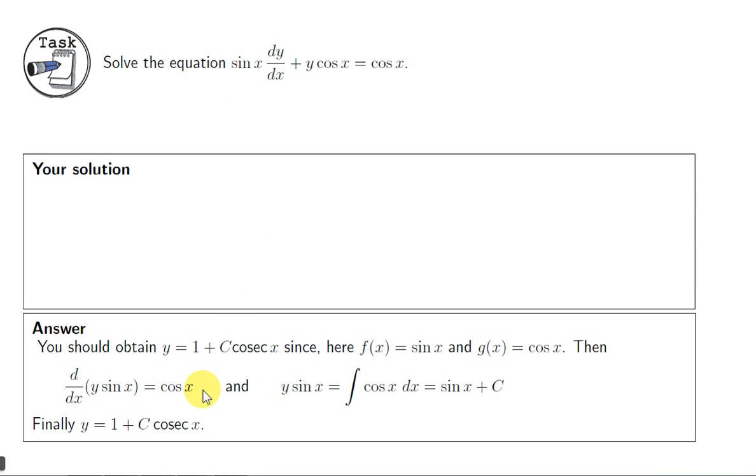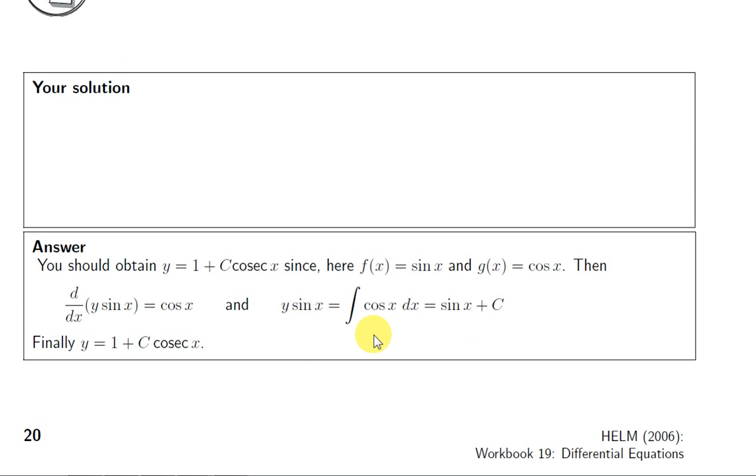And now we just multiply both sides by dx and integrate, so we get y sine x on the left hand side, and the integral of cos x is sine x. We can divide both sides by sine, so we get sine x over sine x is 1, and c divided by sine x, well, that can be written as c times cosec of x, where cosec of x is 1 over sine x.